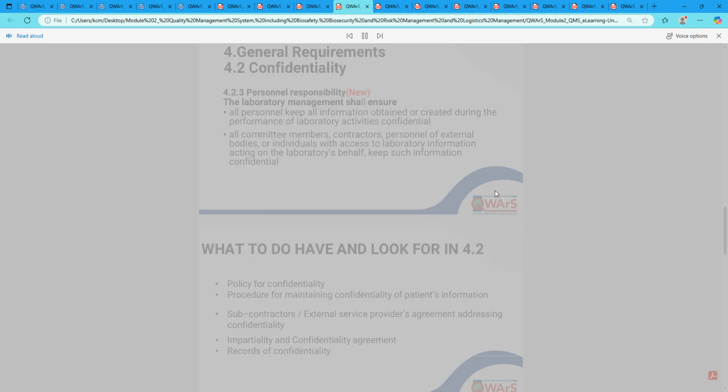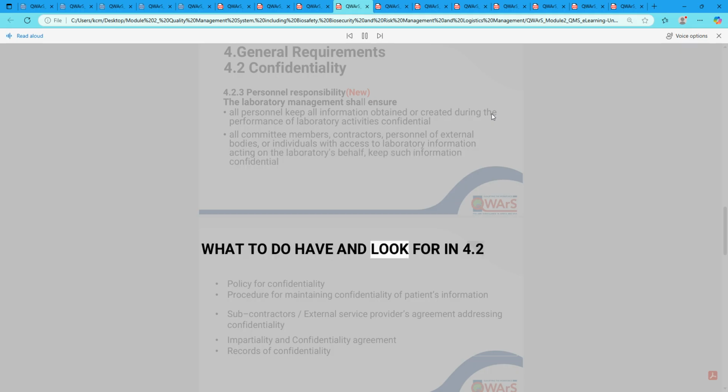For the general requirements, 4.2 confidentiality. 4.2.3 personnel responsibility. New. The laboratory management shall ensure all personnel keep all information obtained or created during the performance of laboratory activities confidential. All committee members, contractors, personnel of external bodies, or individuals with access to laboratory information acting on the laboratory's behalf keep such information confidential.